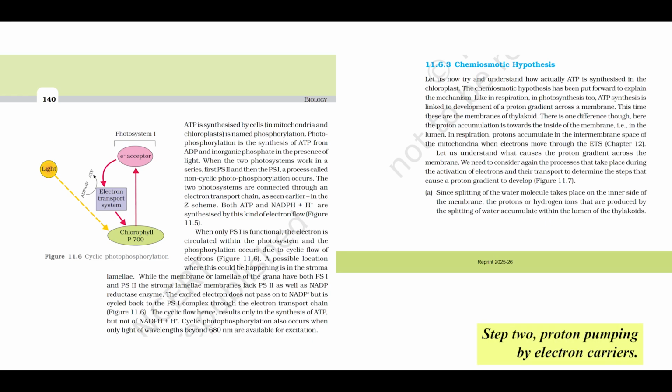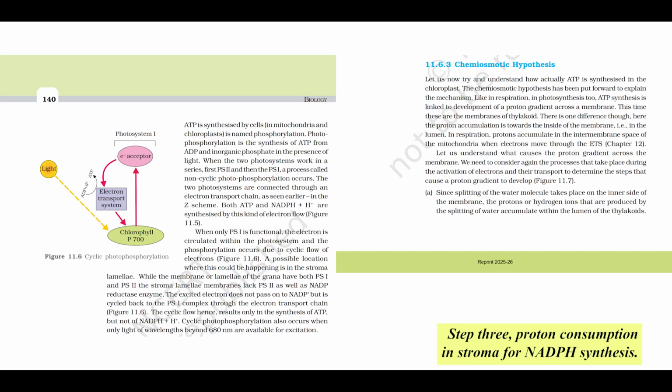Step 2, proton pumping by electron carriers. As electrons move through the electron transport system between PS2 and PS1, certain carrier molecules, like plastoquinone, act as proton pumps. They pick up a proton from the stroma outside as they accept an electron, and then release the proton into the lumen inside as they pass the electron on. This actively transports protons from the stroma into the lumen against their concentration gradient.